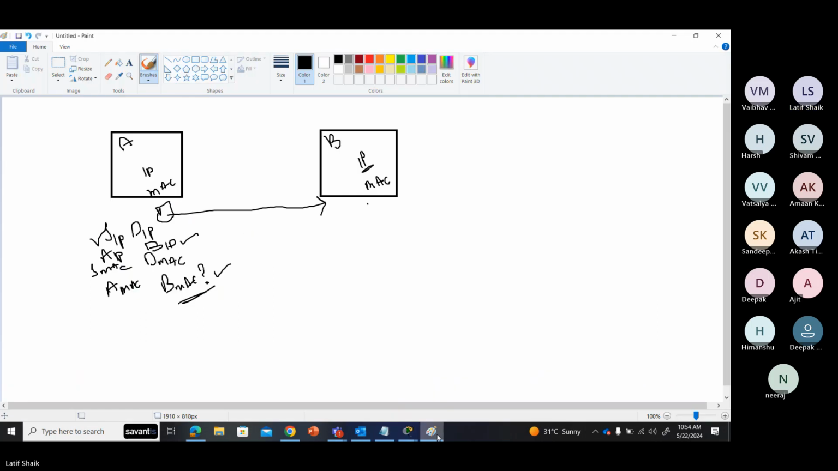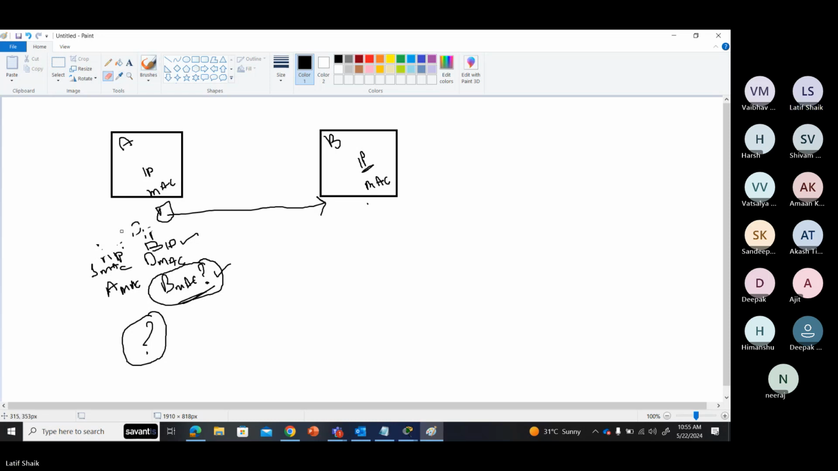Understand the question? If you don't know, no problem. The answer is you don't know, no problem. But what is important is where did you mention the MAC address of the destination when you are sending a packet? Just understand the question. So can you explain again? Okay, no problem.